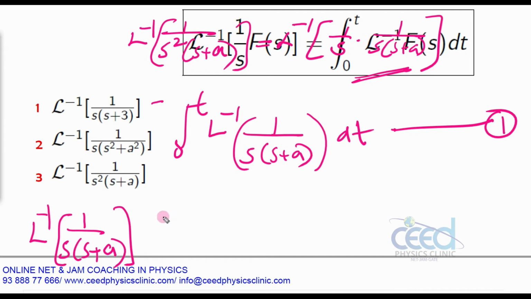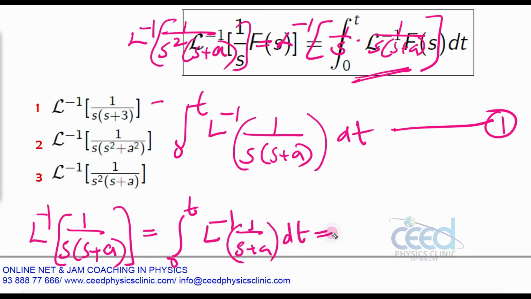What is the result? I am doing integral 0 to t Laplace inverse of s plus a, where Laplace inverse of this is 1 by s and this is f of s. So 1 by s plus a dt. Here we are going to apply the result. We are applying this result two times here. So 0 to t Laplace inverse of 1 by s plus a, right?